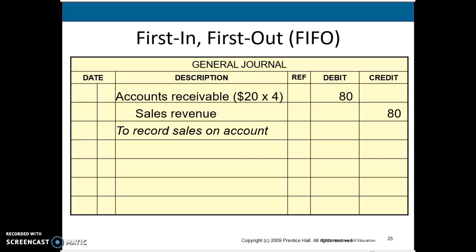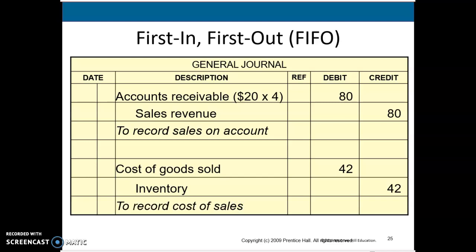We're selling it on account. So we're debiting accounts receivable and we're crediting sales revenue. Then we have our adjustment of inventory, where we're debiting costs of goods sold and we're crediting merchandise inventory. This is for the cost that we had for our cost of sales, which we just calculated was $42, was the cost of goods that we sold.